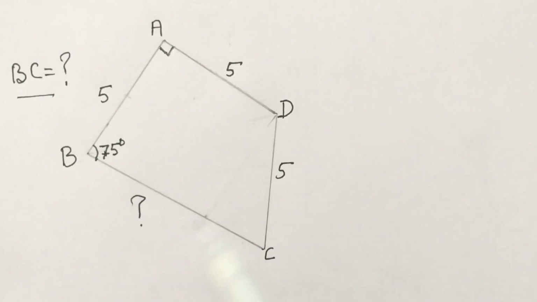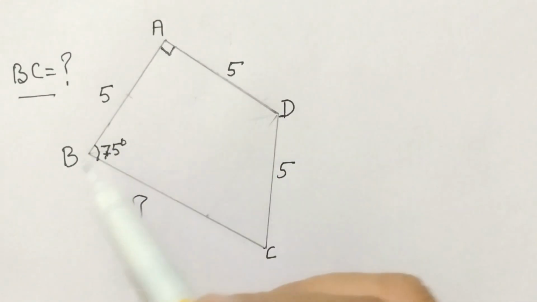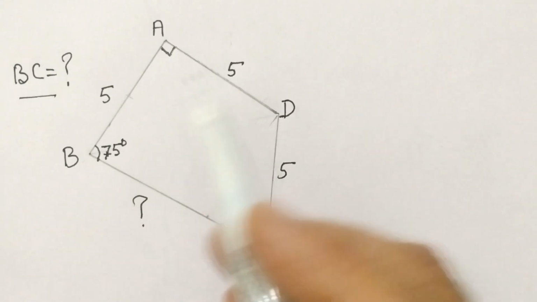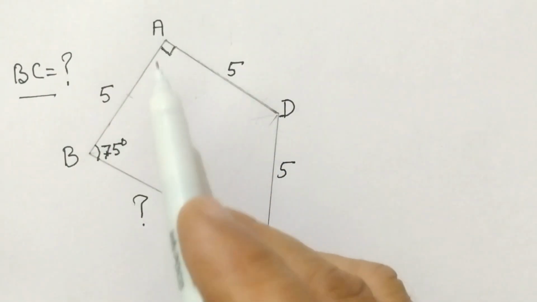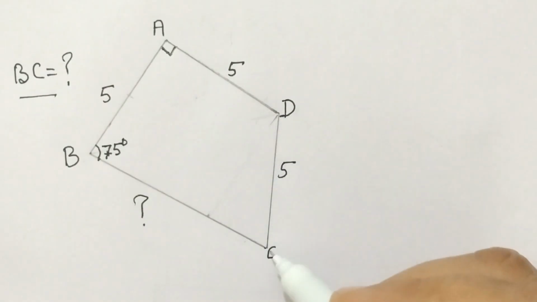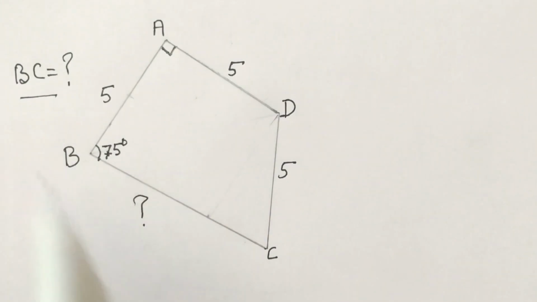Hi friends, welcome. Here we have a quadrilateral ABCD. Side AB is equal to AD is equal to DC is equal to 5. Here we have to find out the length BC.